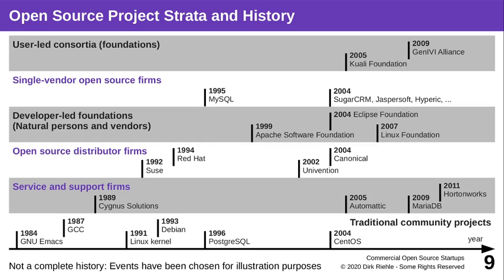Here is my view of the history of open source, and I like to split things into bands, meaning categories and how they evolved over time. Traditional community open source projects were there first: GNU Emacs, the GCC, the GNU compiler, then the Linux kernel, and so forth.